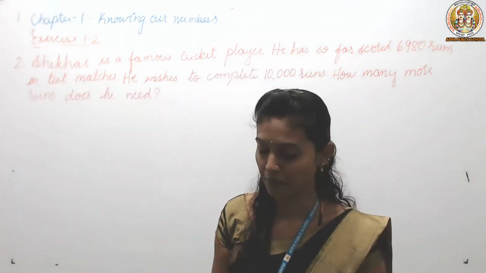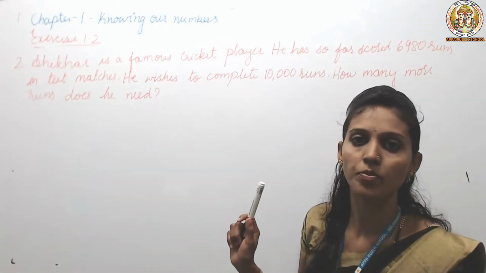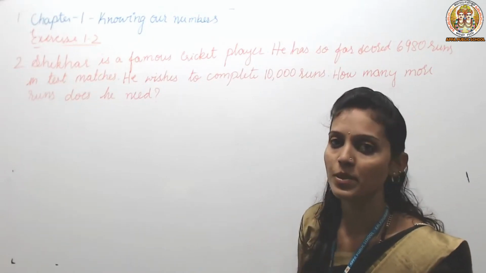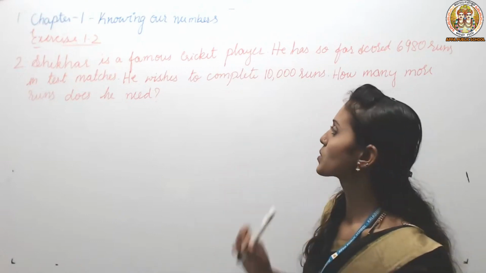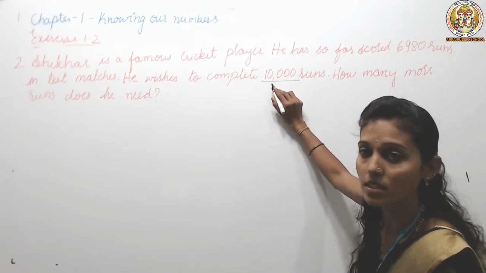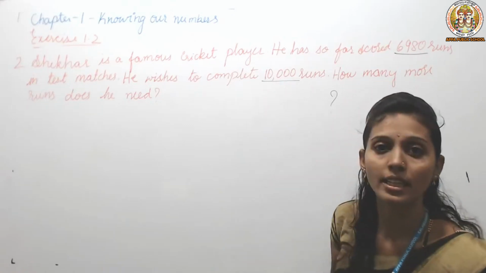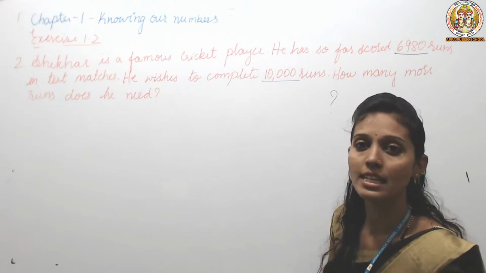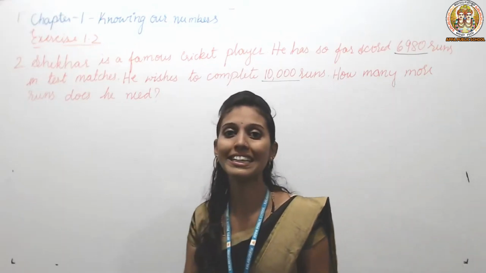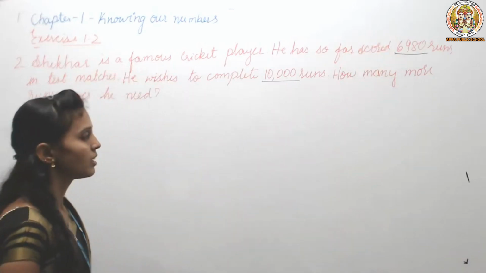This is the problem. See, read it once again. Shekhar is a famous cricket player. He has scored 6,980 runs so far in the test matches. He wishes to complete 10,000 runs. He wishes to complete this many runs and he has scored only this many runs. Then how many runs does he need to fulfill his wish? So what to do here now? Here we have to find the difference. That means we have to subtract these runs from those runs. Come on.